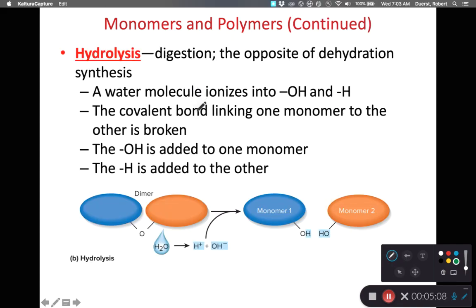As we're joining these together or taking them apart, we have two processes, hydrolysis and dehydration synthesis. When we think of hydrolysis, hydro refers to water, lysis refers to breaking down. So hydrolysis is going to be digestion.